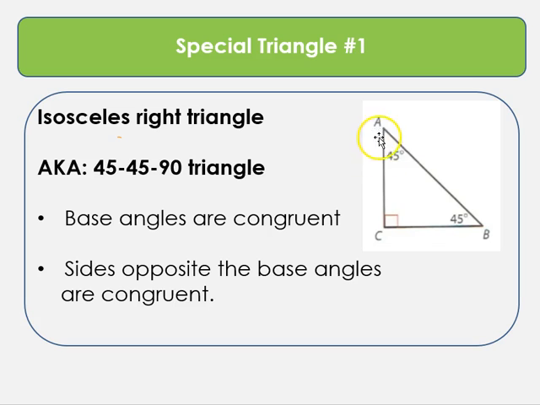By isosceles, we mean that we have two congruent sides, which creates a situation of two congruent base angles. Because this is a right triangle, both of these base angles must be the remainder of 180 degrees, so they will be 45 degrees each. This is also known as the 45-45-90 triangle.